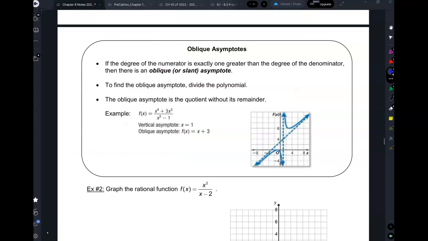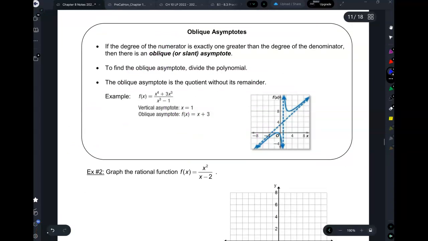Another asymptote, and that's called the oblique asymptote. So let's go to the next page. Oblique asymptotes. Oblique asymptotes used to be called slant asymptotes. They're basically diagonal lines like this, okay?